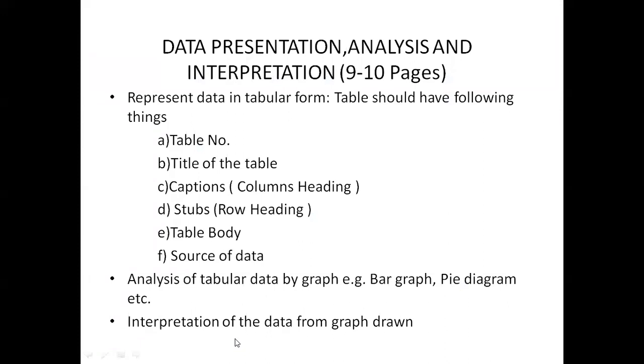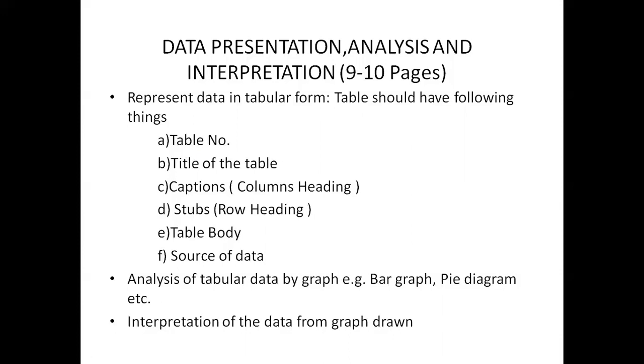So what is data analysis and interpretation? Here, whatever objectives you have framed, you have to fulfill those objectives, right? You have to clearly mention how whatever data you have collected, you represent in the form of a table, a tabular form. You have to give a title of the table, the caption, the column heading, the stubs, the row heading, the table body, and the source of data, primary or secondary.